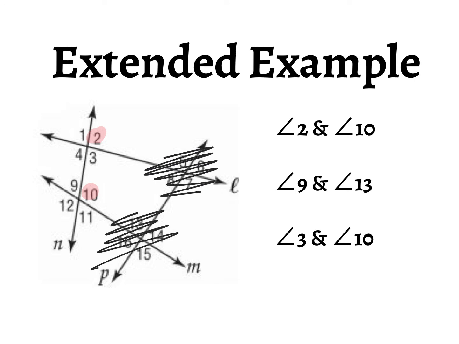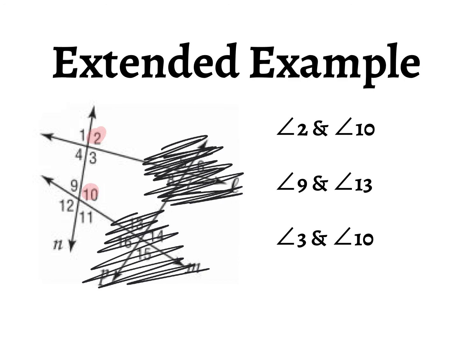These angles aren't even existing. We're not even touching them. So I'm going to ignore them from my picture. Now I can focus on these two lines and see how it becomes a little simpler. 2 and 10 are both on the right side of N, the transversal, and they're both above the two lines. So this is same side, or corresponding angles.